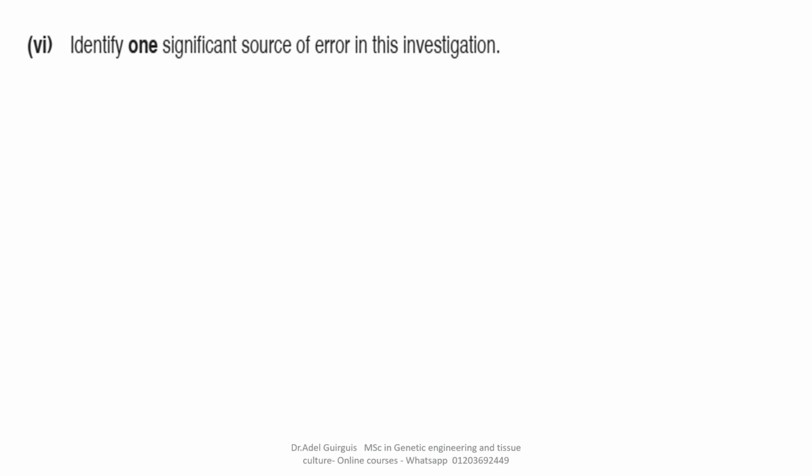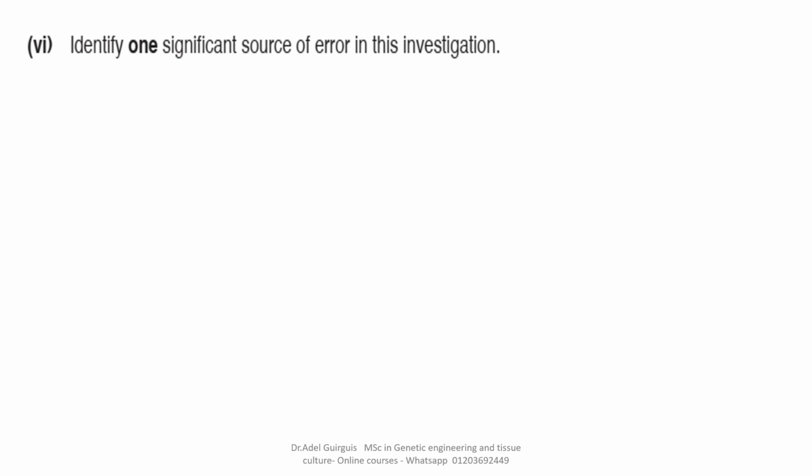Now identify one significant source of error in this investigation. Here, as color appears or color changes, this is a source of error because it is subjective. It differs from one student to another. Okay. You may take or record say 20 seconds. Your classmate may record 30 or 25 or 27 or 15.